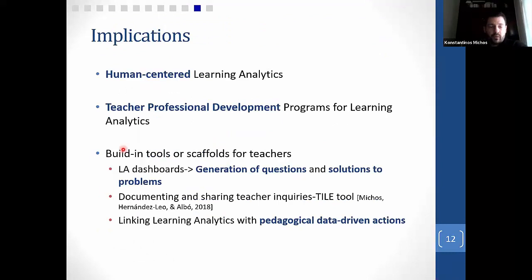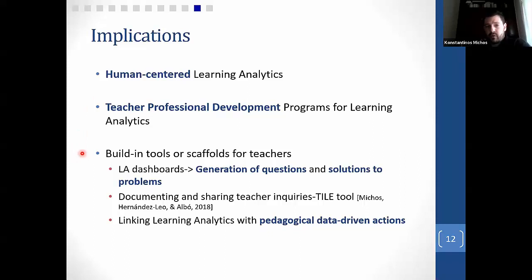This work seeks to contribute to human-centered learning analytics, and in particular when involving teachers in the learning analytics design. It could further inform teacher professional development programs for learning analytics.